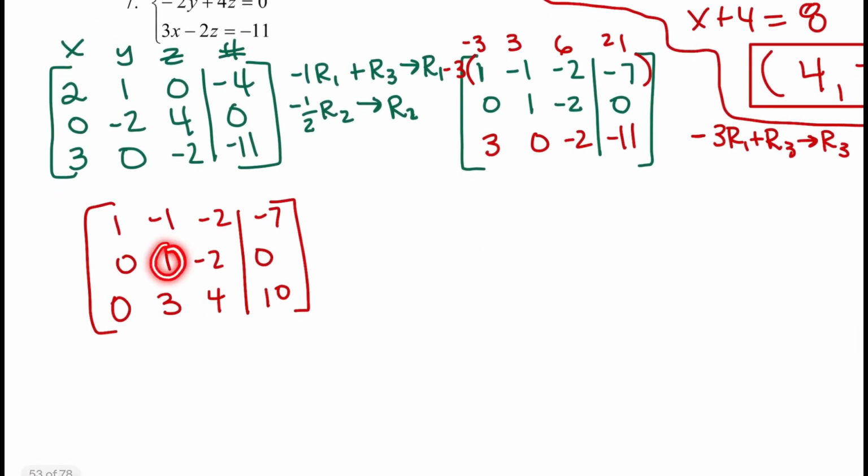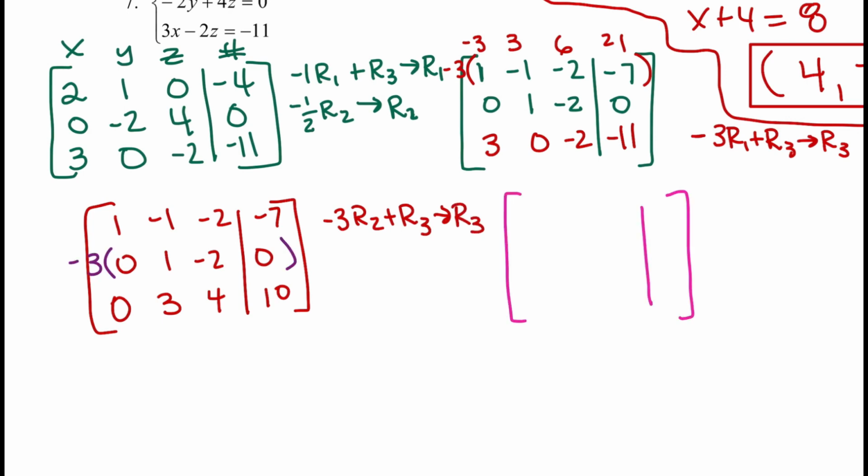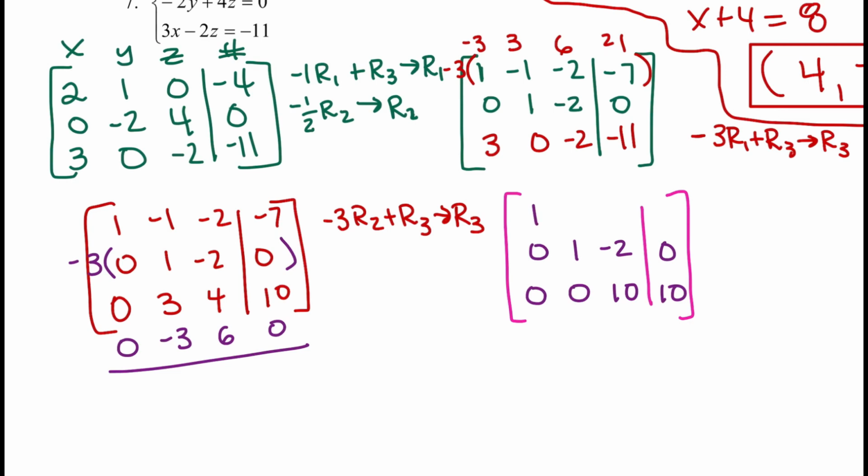Now I'm going to use this 1 here to make a 0 below it. So I'm going to take -3 times row 2 plus row 3, which gives me my new row 3. We take this -3 and multiply it through. We get 0, -3, 6, and negative 3 times 0 is 0. Add those together, and we put it in the row 3 spot. We get 0, 0, 10, 10. And we have 0, 1, negative 2, 0, and 1, negative 1, negative 2, negative 7.